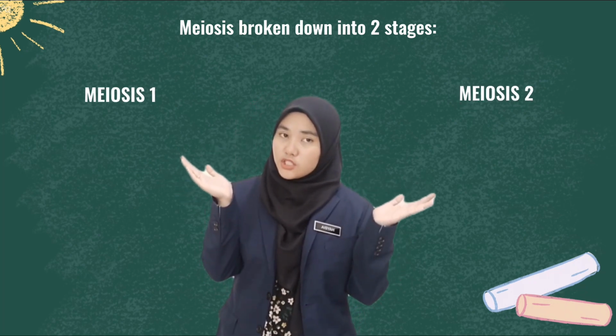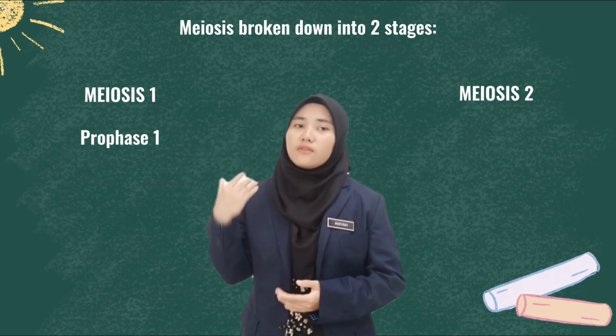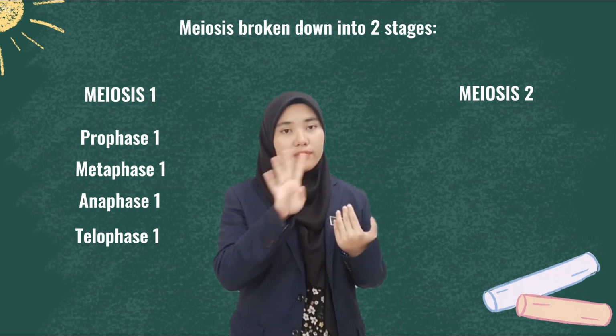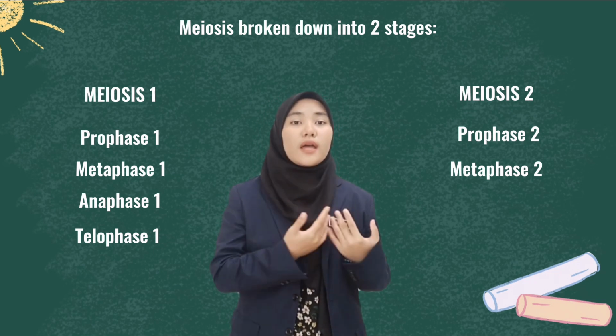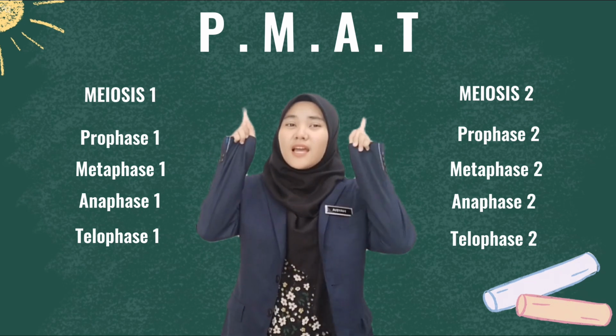1 and meiosis 2. Okay, meiosis 1 has 4 phases: prophase 1, metaphase 1, anaphase 1, and telophase 1. And meiosis 2 also has 4 phases: prophase 2, metaphase 2, anaphase 2, and telophase 2. Just remember the PMAT formula, okay? You need to practice drawing too, because it will help you to understand deeply and clearly. While we draw together, I will explain in this video, and you need to listen to me and draw the chromosome clearly, okay?